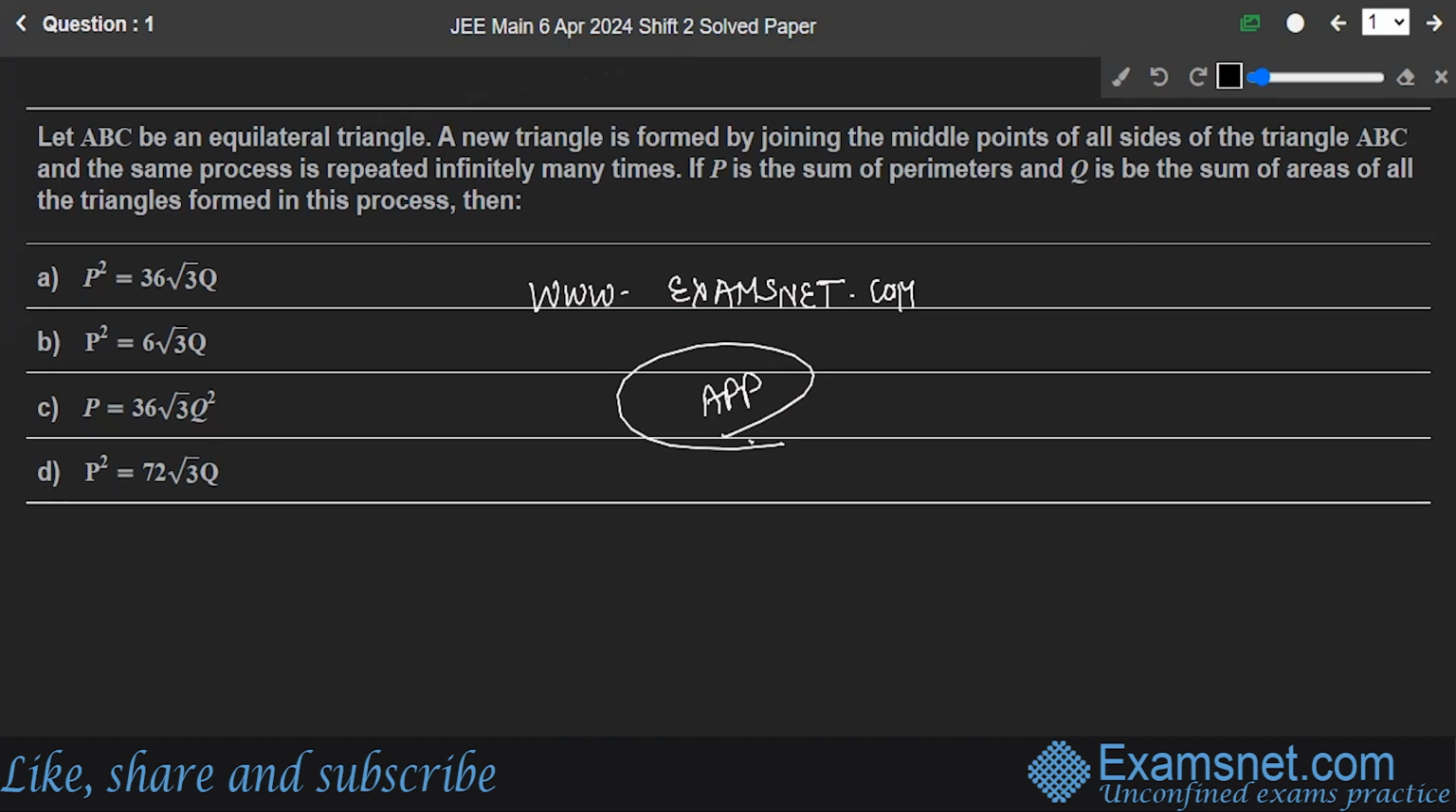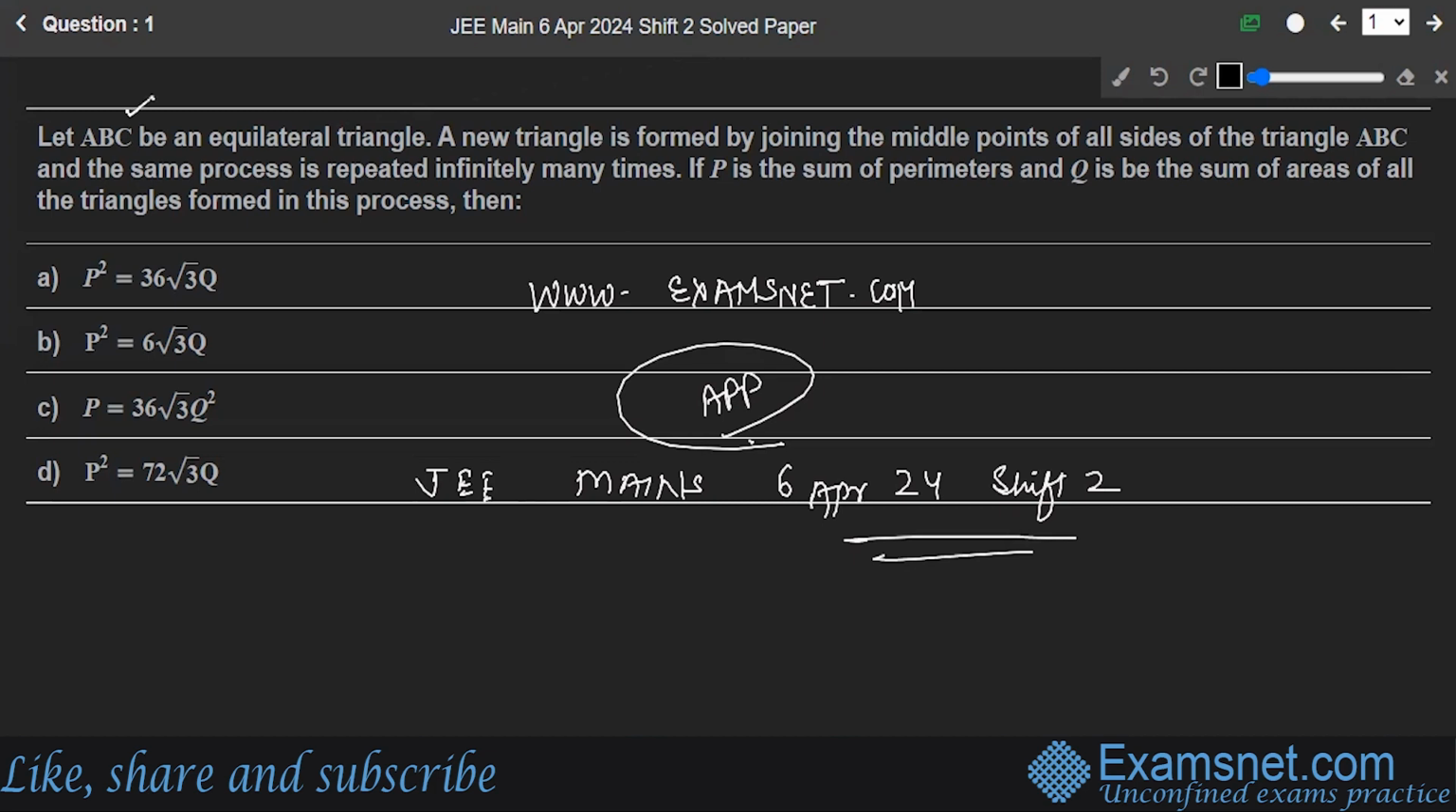So, students, today I'll be solving your JEE Mains 6 April 2024 Shift 2 paper. I'll be solving the mathematical part of this paper in this video. So very best of luck. Let's start with the first question.